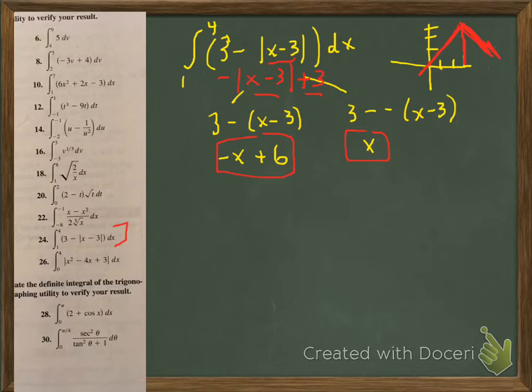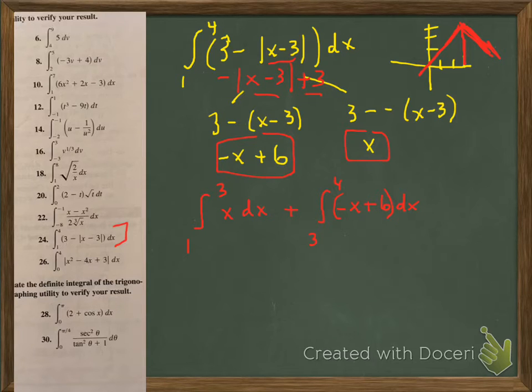So we really have two integrals. We have an integral from 1 to 3 of this left side, which is just x, plus you have the integral from 3 to 4 of the right side, which is negative x plus 6. So if you break it into piecewise functions, it's a little bit easier to understand.